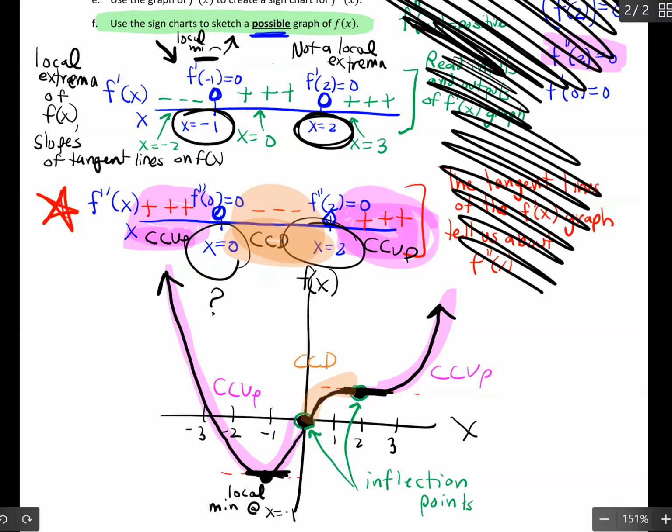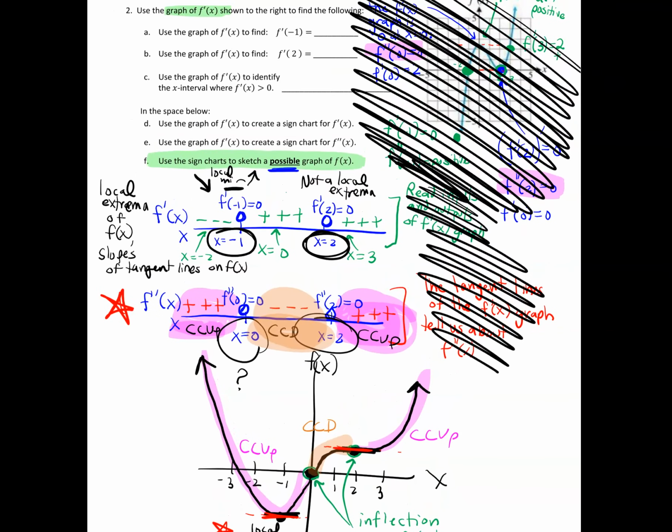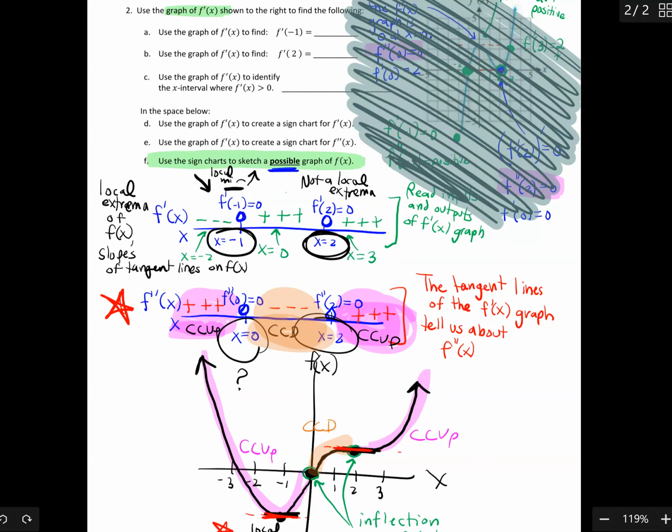And I've labeled my local min just to be safe. Kind of emphasize those horizontal tangent lines just to be safe. And again, this is just a possible sketch. And I'm going to check it a little bit. So now I'm going to peek back up here. I'm going to unscribble over all this here.